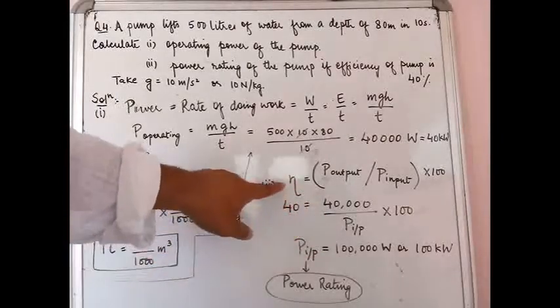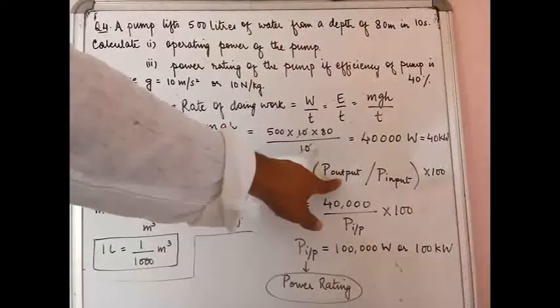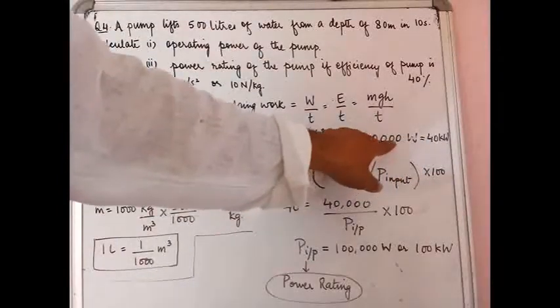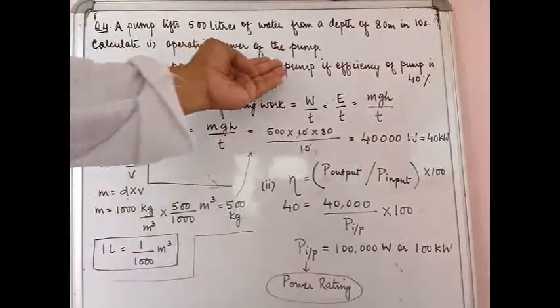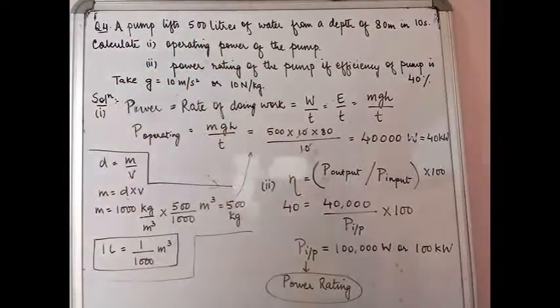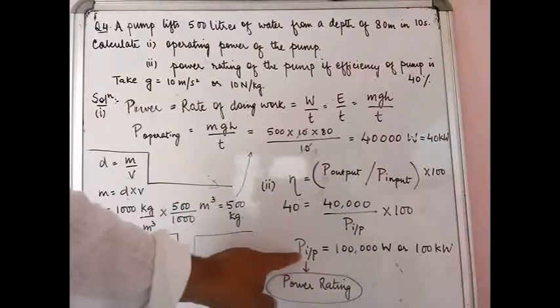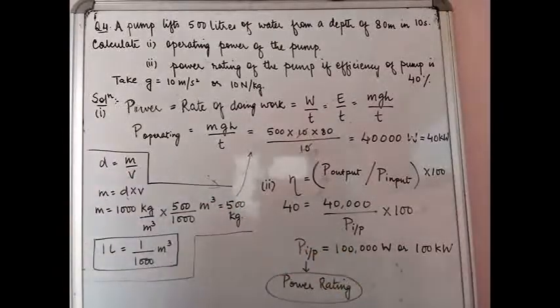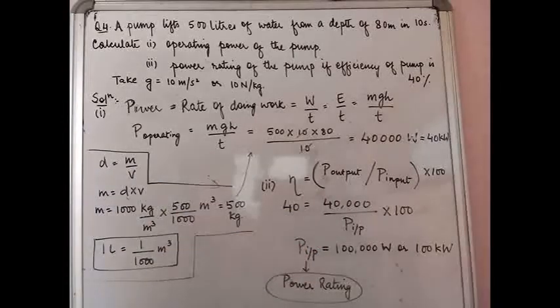Now putting the values, efficiency value is given as 40, so we will write 40 over here, is equal to power output we have already calculated as our operating power in the first part, so we will write 40,000 watt. So 40,000 divided by, obviously power input is what has been asked, power rating of the pump is nothing but your power input, into 100. P input comes here, 40 goes that side. So once you calculate, you will get the input power rating, which is also known as the power rating of the pump, comes out to be 1 lakh watt or 100,000 watt. That can always be converted into kilowatt. Once again, it is going to come out to be 100 kilowatt.